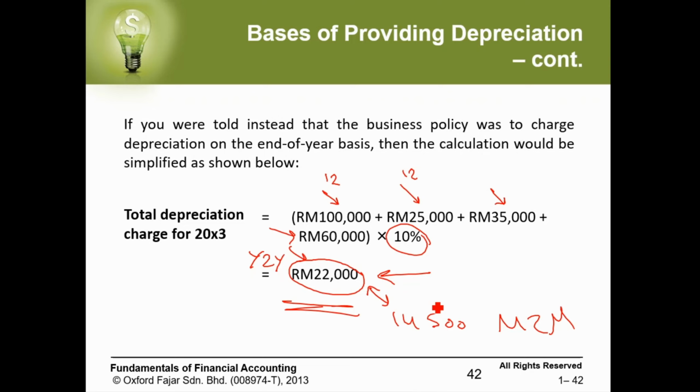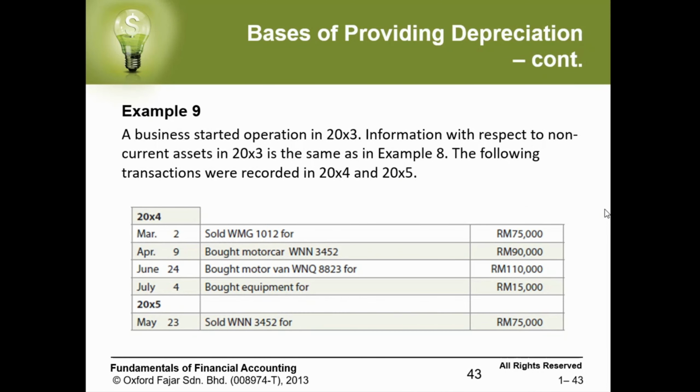So you will ask me, okay, which one should we take here? It depends on what the company decides. Actually, month to month is more accurate, but it's more complicated to calculate. So for that reason, it's a company decision which one to follow. Let's take the same example, but use a different depreciation method, okay?